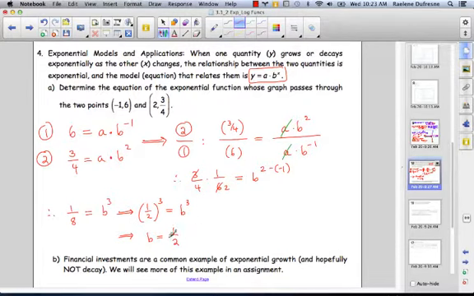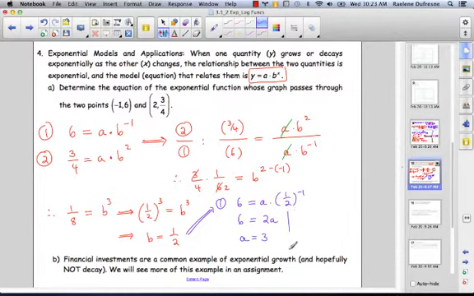Now we substitute this b value back into equation 1 or 2, and we can solve for a. I think I will substitute it into equation 1. And so taking this and substituting into equation 1, I get 6 equals a times 1/2 to the exponent of -1. 1/2 to the -1 is the same as 2. And from here we get that a is equal to 3.